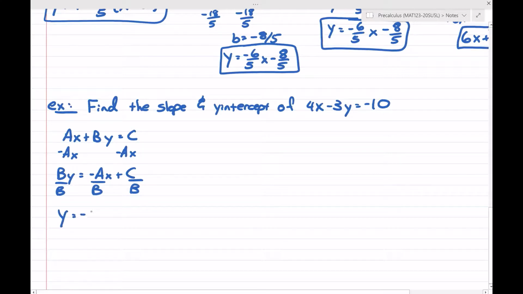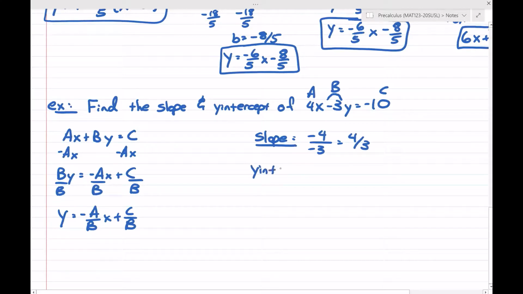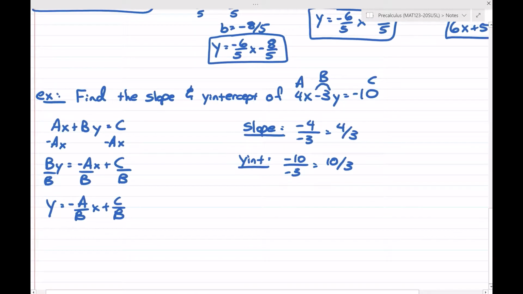We'd get that y is equal to negative a over b x plus c over b. So if you could remember that, just looking at this, we know what our a is, this is our b, and this is our c. So I could tell you right off the bat, our slope would be the opposite of a over b, negative 4 over negative 3, which is 4/3. And our y-intercept would be c over b. So that's pretty easy. But if you'd rather not memorize things, that's okay.